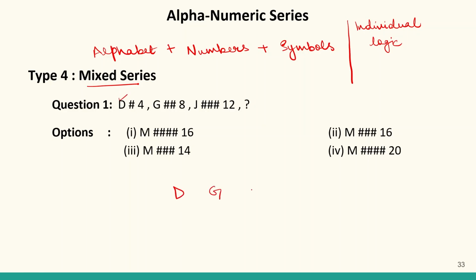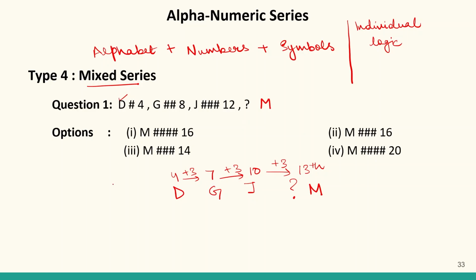So first, let us look at the alphabets, right? Alphabets are going D, G, J, and then we have to find out. D is 4th position, G is 7th position, and J is 10th position. So there is an increment of 3 positions, right? If we are increasing each position by 3, then we have to increase this position also by 3. We have to come at the 13th position, and 13th rank is M. So our first term will be M.